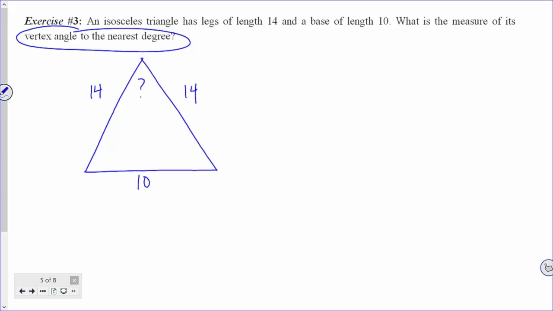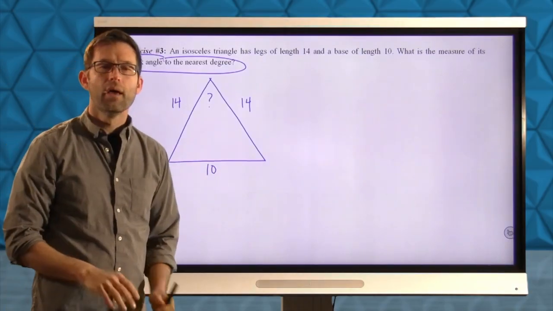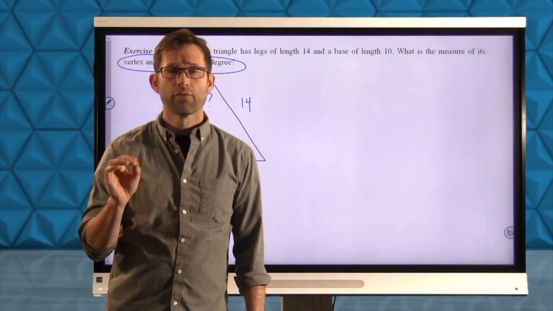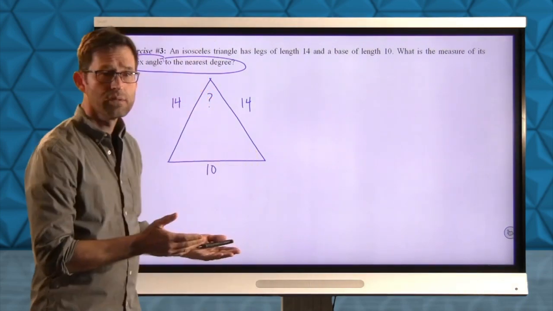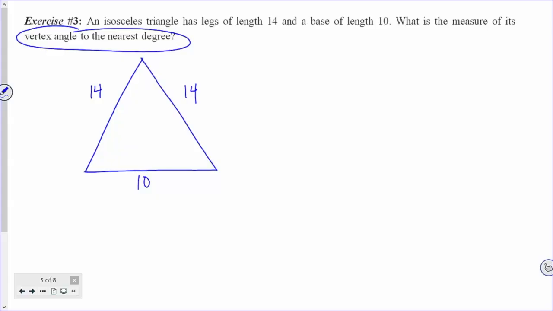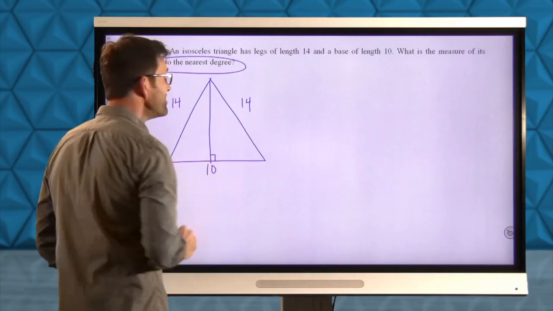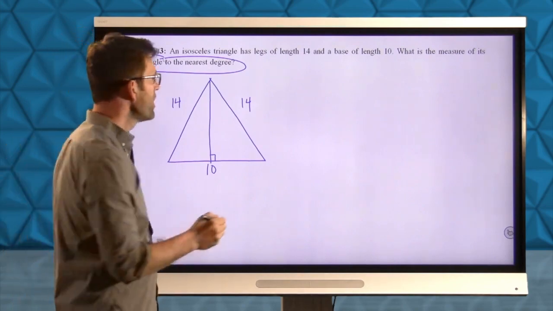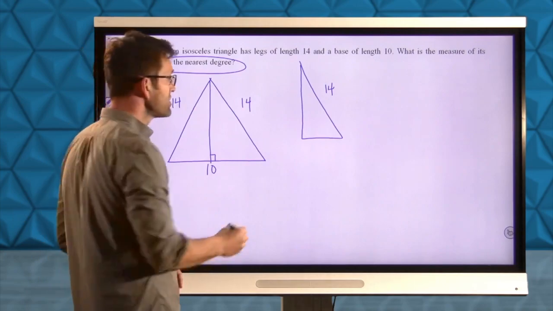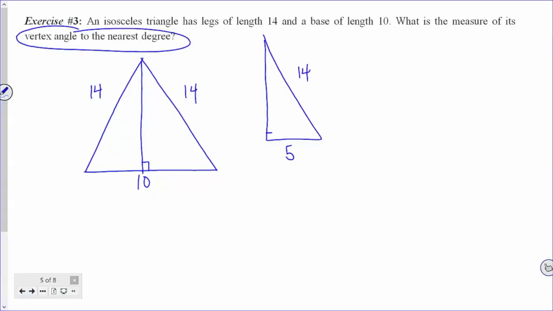Now we want to know the measure of the vertex angle. One of the most important things with right triangle trigonometry is it can only be used for right triangles. This is not a right triangle. On the other hand, if I slice this thing in half, now I have two identical right triangles. Okay, let me draw one of those identical right triangles right here. Now that 14 didn't change at all. But obviously that 10 got sliced in half to make it into 5.